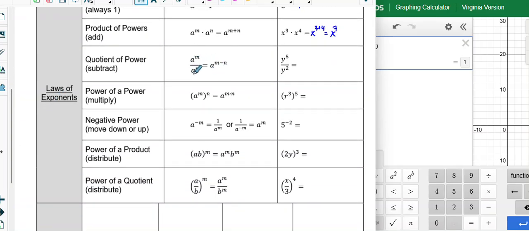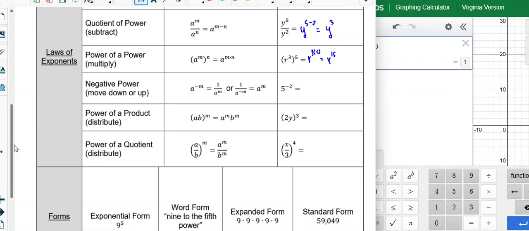If it's being divided and they have the same base, you subtract the exponents. So here you have y to the power of 5 divided by y to the power of 2. So this ends up being y to the power of 5 minus 2, which equals y to the power of 3. And then if you have a power raised to a power, you multiply the exponents. So you have r to the 3rd power raised to the 5th power. So this would be r to the 3 multiplied by 5. So this ends up being r to the power of 15.